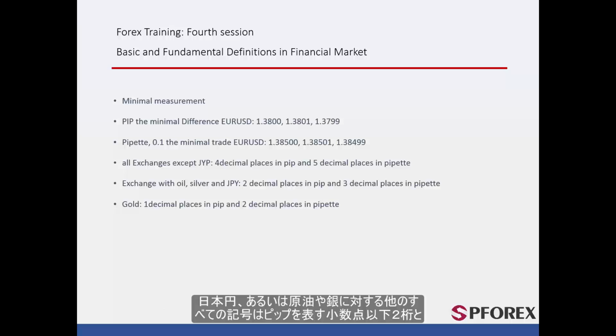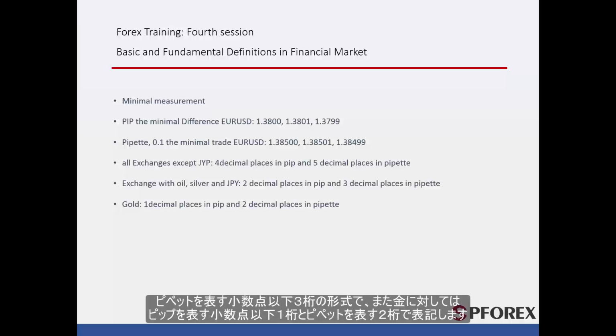All other symbols with JPY or against oil and silver are represented in either a 2 decimal place format for pip and a 3 decimal place format for pipette, or against gold, a 1 decimal place format represents the value in pip and a 2 decimal format in pipette.